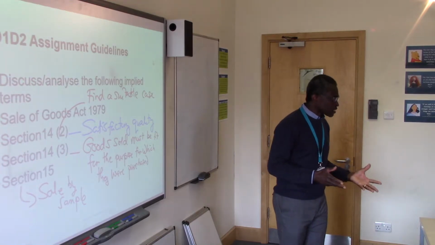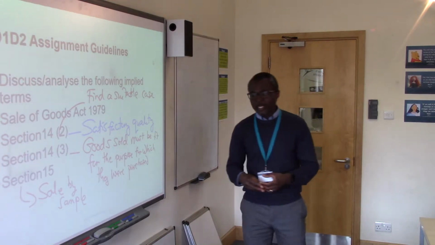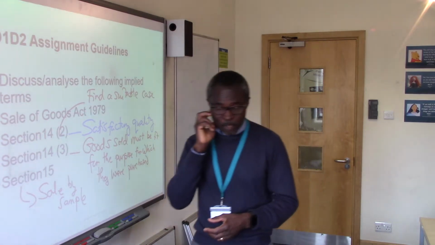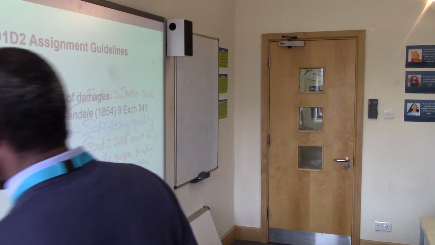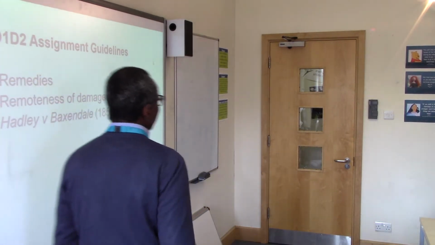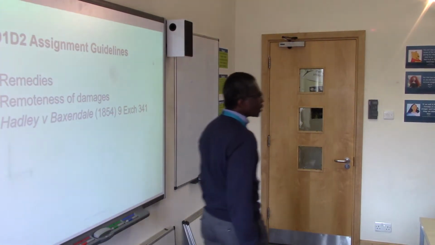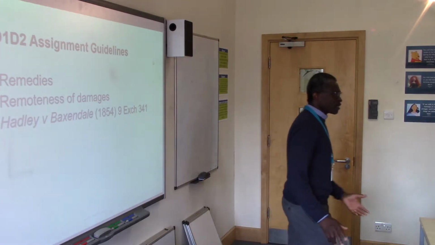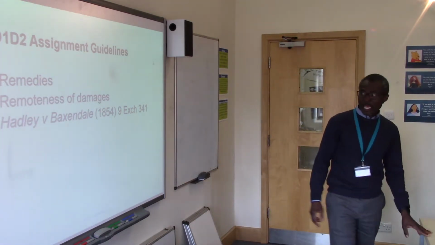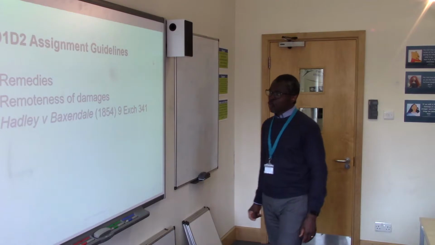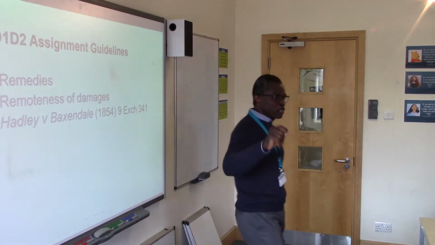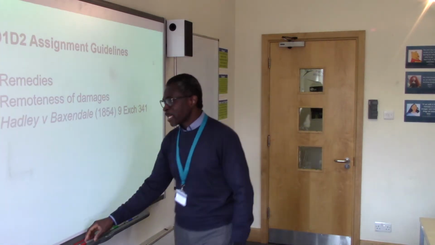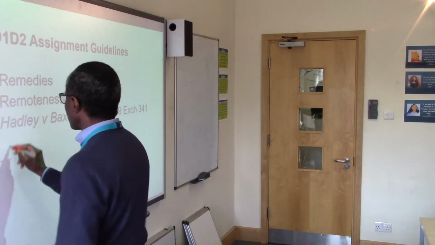Again, find a case, and that's why you would need a business law textbook, quite a lot in the library, to help you find these suitable cases. Right, and then the final bit for D2 will be talking about remedies, and again we've looked at remedies in one of the past tasks. So the first thing you need to talk about is remoteness of damages. Just to remind you, remoteness of damages relates to the limits placed on compensation you can claim.